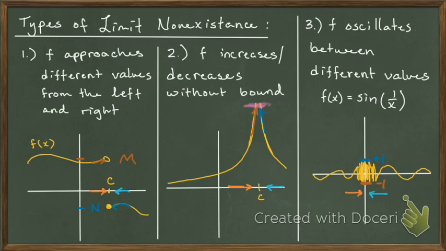Okay, that kind of wraps up what I have here from numerical and graphical limits. We've also got some types of non-existence here. We're going to do some more examples in class. And next, we're going to talk about how we evaluate these limits by hand, algebraically, working through some algebra to better determine the value of some of these limits.